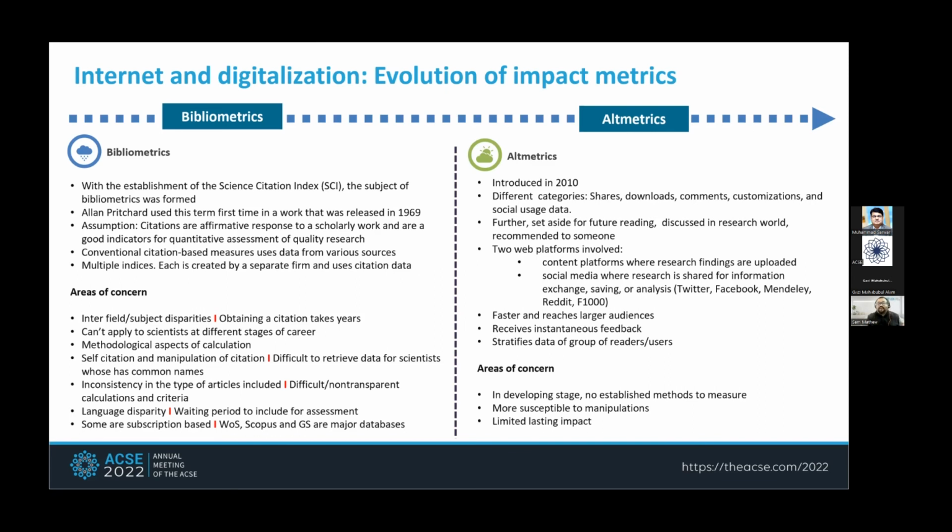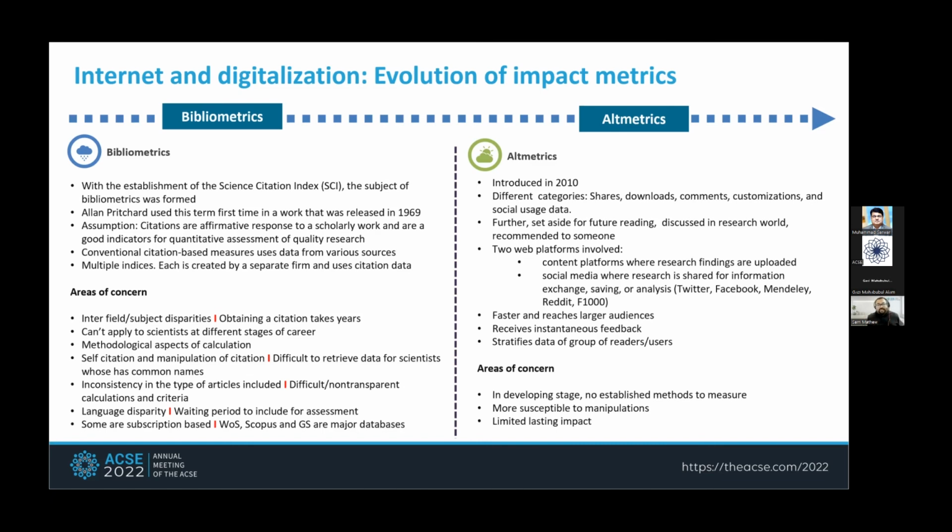Some of them are not useful for scientists at all career levels. Some of them even have methodological flaws, as we have seen, mean or median, and inconsistency in the type of articles to be included. Not all the articles are included in many of the metrics, and there is a language disparity, because most of these indices mainly focus on articles that are published in English, and all these are prone to self-citation manipulation. There is inconsistent data retrieval from certain databases, as I have discussed with Google Scholar, and some of them are subscription based and may not be affordable to all researchers.